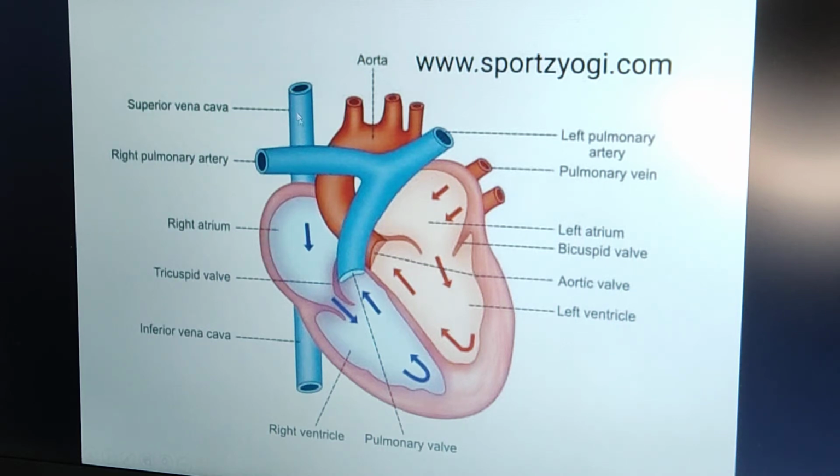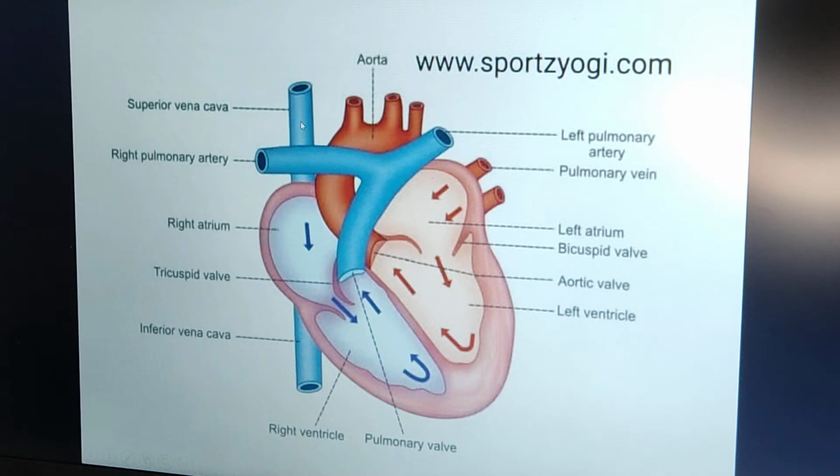What is the meaning of upper body parts? It means from our head, neck, shoulder. These are the regions from which it collects blood, deoxygenated blood only. And at the same time the inferior vena cava carries deoxygenated blood from the lower body parts. Lower body parts means our legs, genitals, pelvic cavity, abdominal cavity.